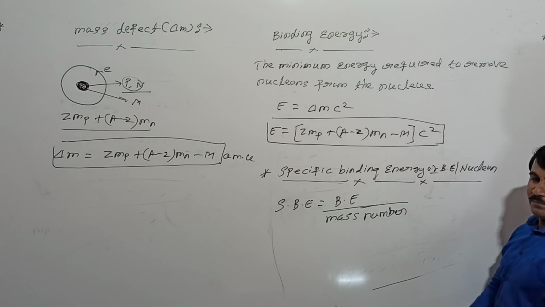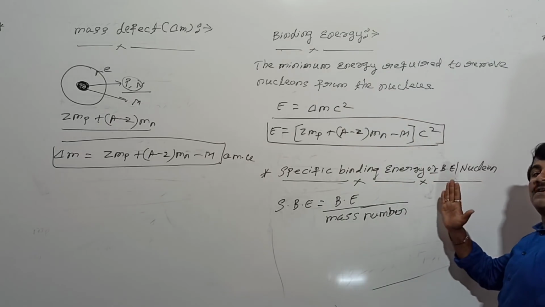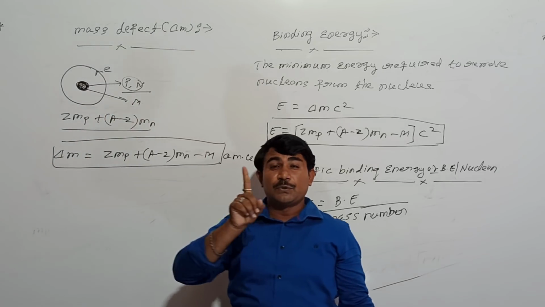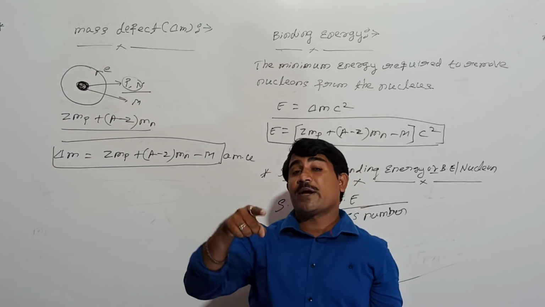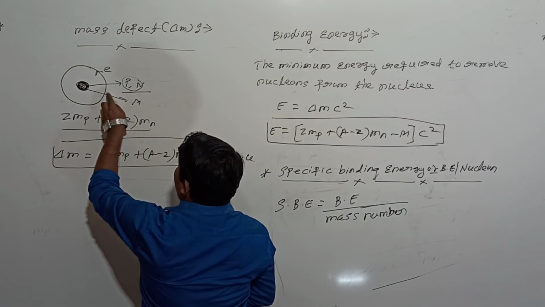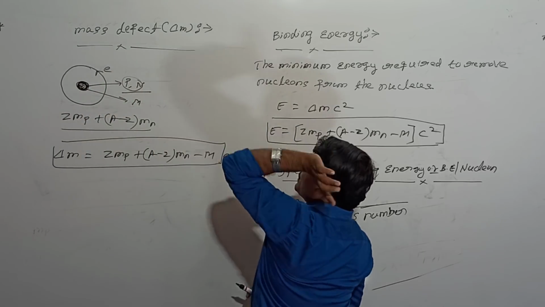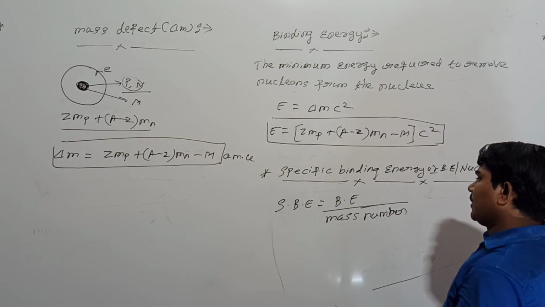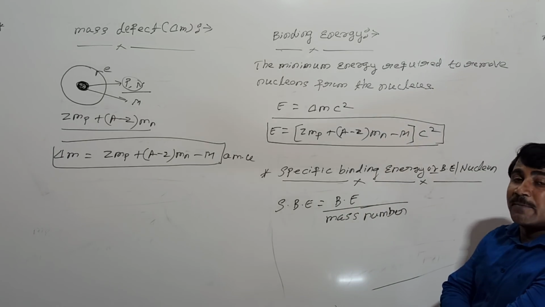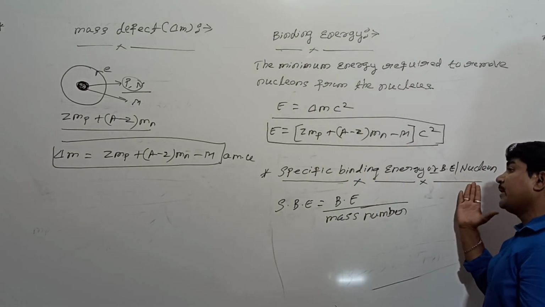I define it in two ways. Specific binding energy or binding energy per nucleon is the minimum energy required to separate a nucleon from the nucleus and bring it to an infinite distance, or directly, the binding energy divided by mass number of the nucleus. That we can represent as specific binding energy.